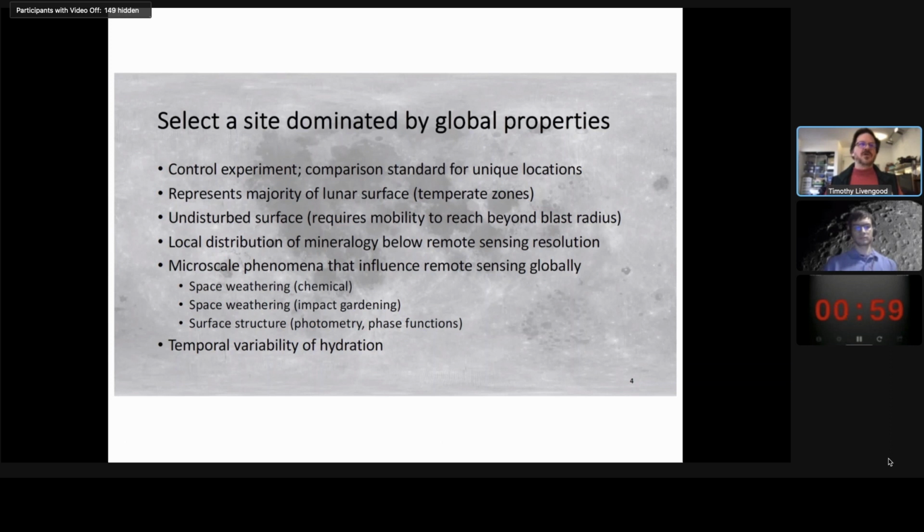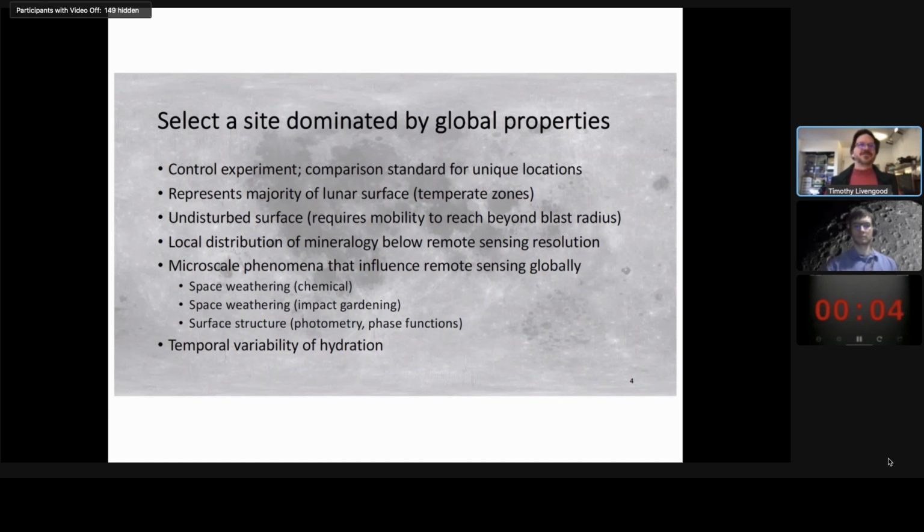One of the things we would also want to look at is the representative undisturbed surface of the moon. So at any location, you can look for having the value of mobility to get outside the blast radius of your rocket motor. But we want to understand what are the things when you do that that are representative of the entire moon. Since we have relatively coarse information on mineralogy everywhere on the moon, high resolution sensing at even a nominally bland site is important to understand what kind of distributions we have locally. And then finally, we want to look at microscale phenomena that are invoked throughout the solar system, all over the moon, but on asteroids and other bodies too, to understand the photometry of those sites and hydration.